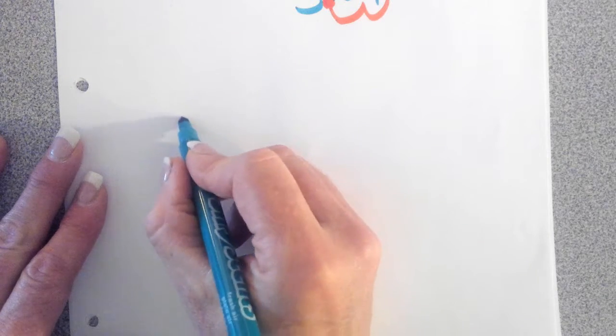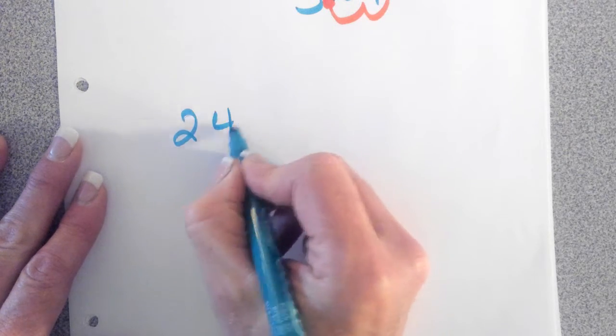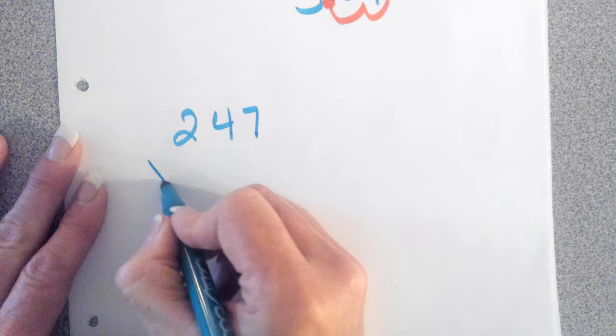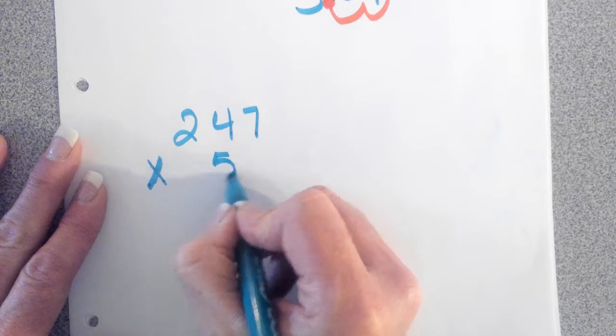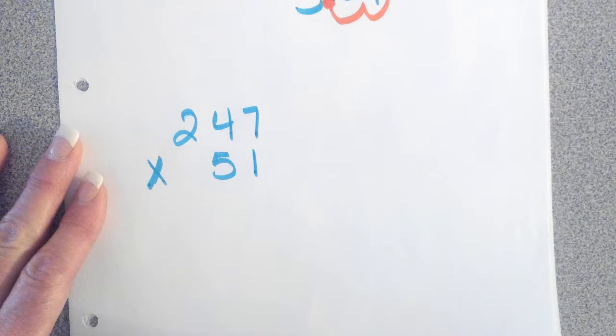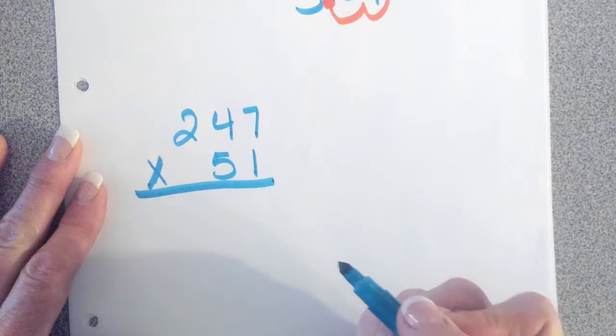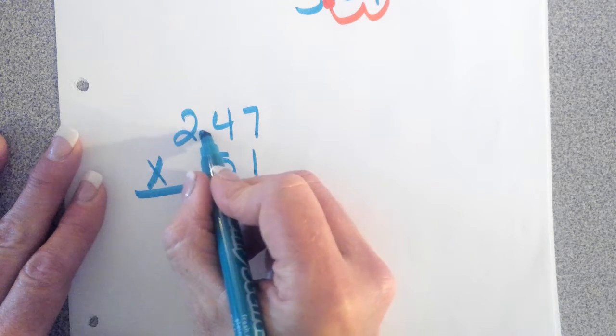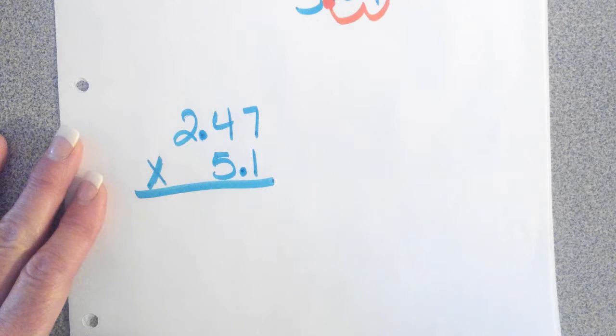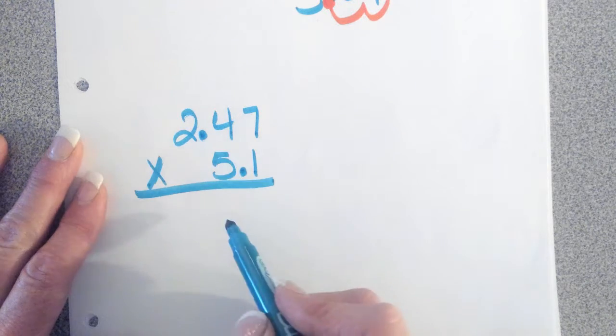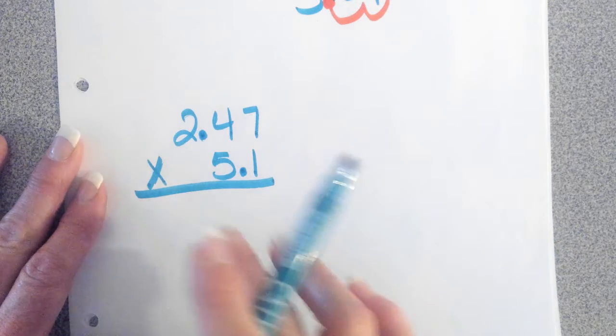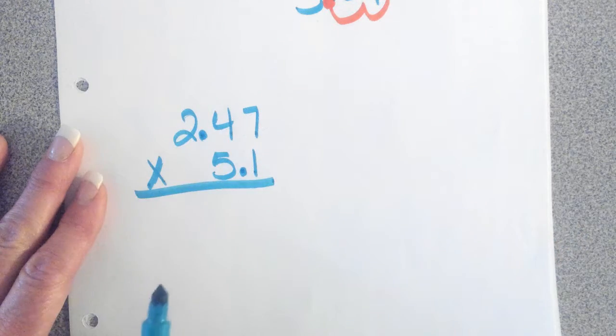All right, let's give you another example where the decimals will not line up. Let's say I've got 247 times 51. And there's no decimal here. But what if there was a decimal here by the 2 and here by the 1 and the 5? Well, I don't have to line them up. I just do like normal multiplying, 247 times 51.